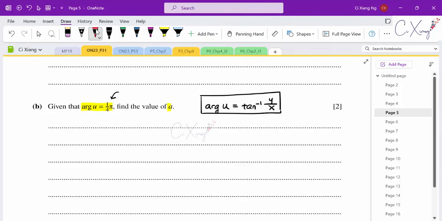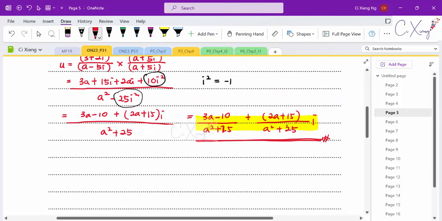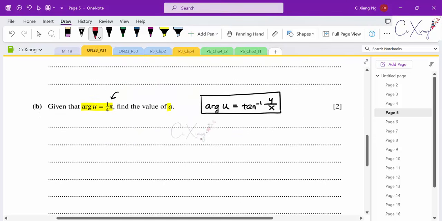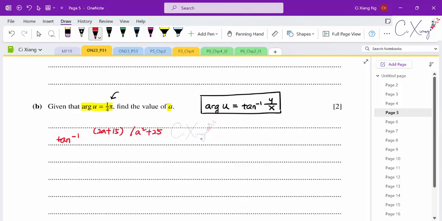Okay, then now I have to use my rationalized answer from the first part to solve for the b. So tangent inverse y over x. Y is this one, x is this one, right? So if I write tangent inverse y over x, it will be equals to 2a plus 15 divided by a squared plus 25. This is the y. Okay, then divided by x.